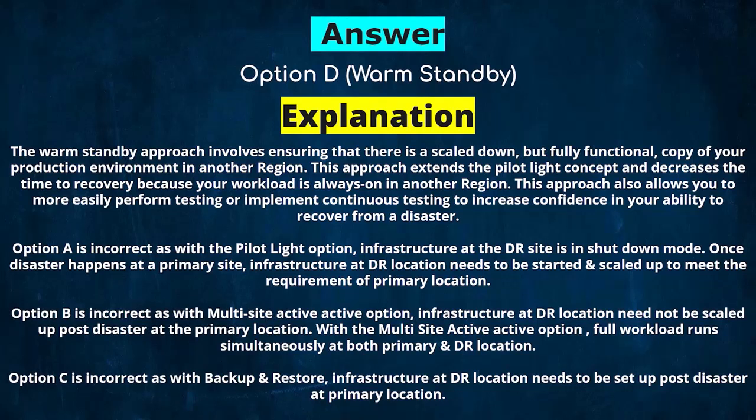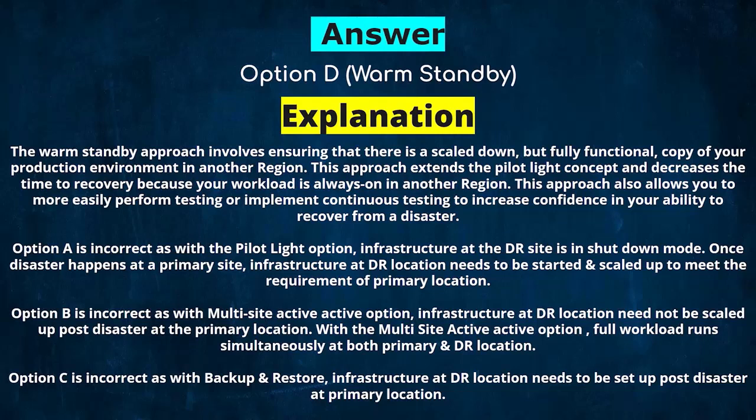Option A is incorrect, as with the pilot light option, infrastructure at the DR site is in shutdown mode. Once disaster happens at a primary site, infrastructure at the DR location needs to be started and scaled up to meet the requirement of the primary location.